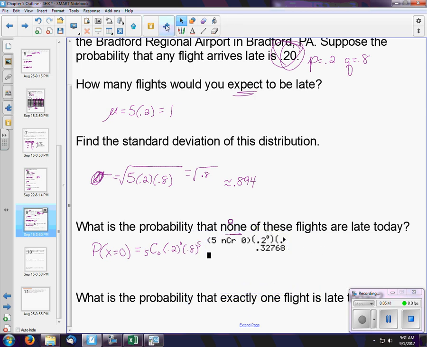So if you did want to round your final answer here, what would be acceptable? At a minimum, 3 decimal places. This is a terminating decimal, which is kind of nice in this case. But if we chose to round, that would be 0.328. So what's the probability that none of the flights are late? About 32.8%. That's not too bad.